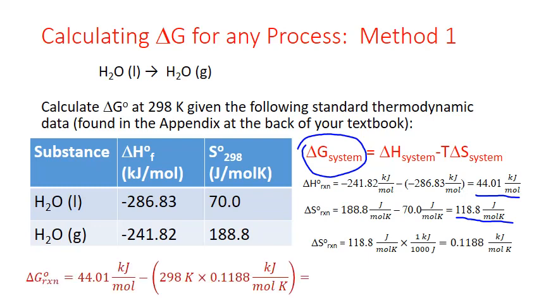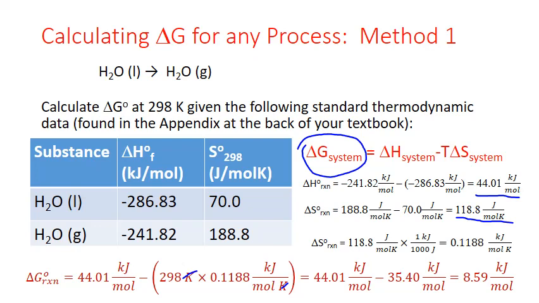I take this value and multiply it by 298 Kelvin. My kelvins will cancel out. It'll give me kilojoules per mole, and I subtract the product from 44.01 kilojoules per mole to give me the Gibbs free energy change, positive 8.59 kilojoules per mole.